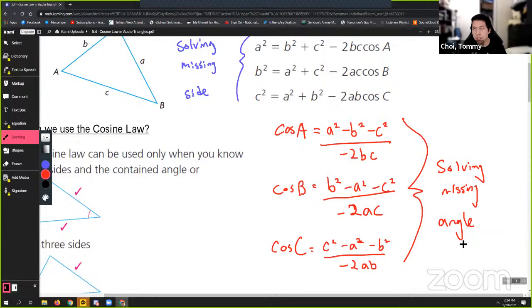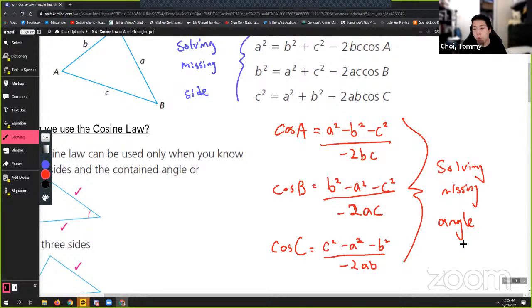Back in my day, I sound old when I say that. When I was in high school, which was 10, 11 years ago, we had to memorize this. We were not given these formulas on our test, right? So you can imagine how stressed and annoyed I was having to memorize a formula just so I don't mess up on a test. So luckily for you guys, you don't have to memorize formulas, right?